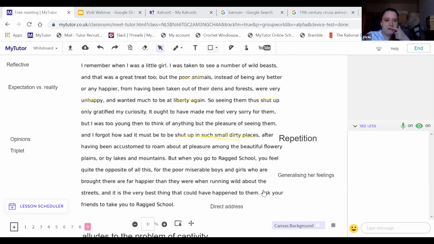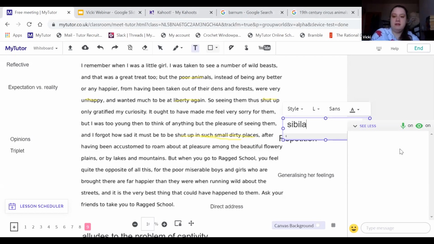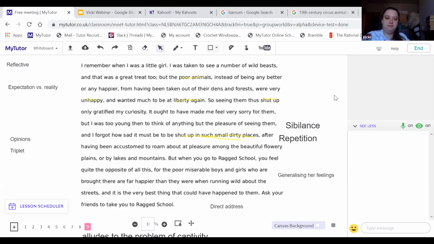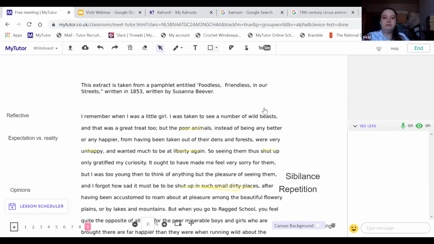Sibilance, right, where is this sibilance? So seeing them thus shut up, maybe? Shut up in such small dirty places. Yeah, absolutely, sibilance. Well done. I'd missed that one. I was looking for some slightly more complex ones when I was looking at this. Yeah, fantastic. Right, okay.